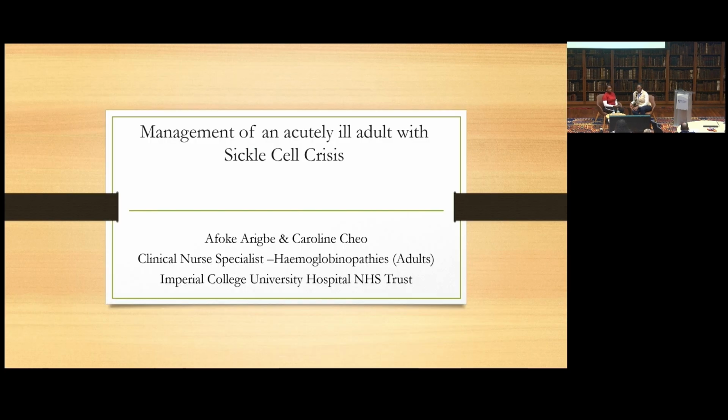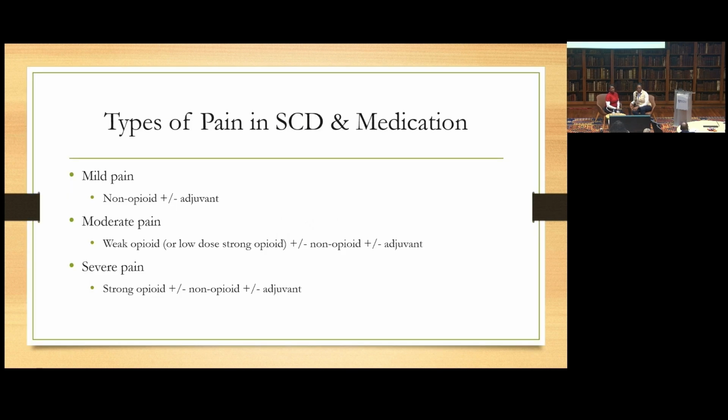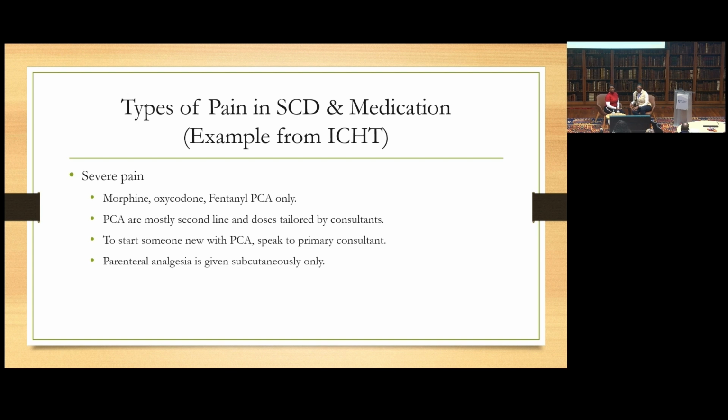Management of the acutely ill adult with sickle cell. We have different kinds of pain in sickle cell and medication that we use. Mild pain, for opioid-naive patients, we use non-opioid with a bit of adjuvant. For moderate pain, we use weak opioid or low dose of opioid, and then we use adjuvant as well. And for severe pain, we use strong opioid and adjuvant.